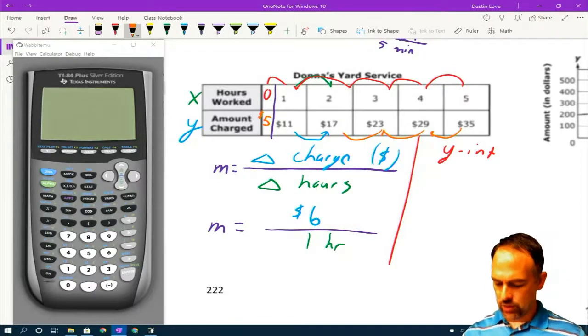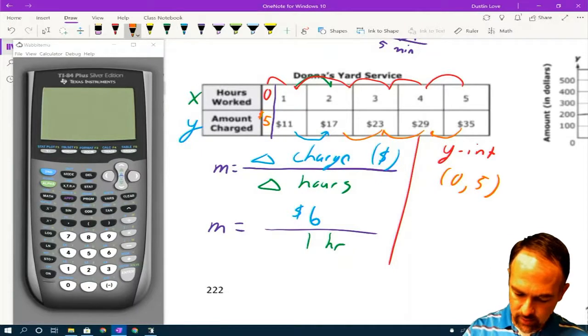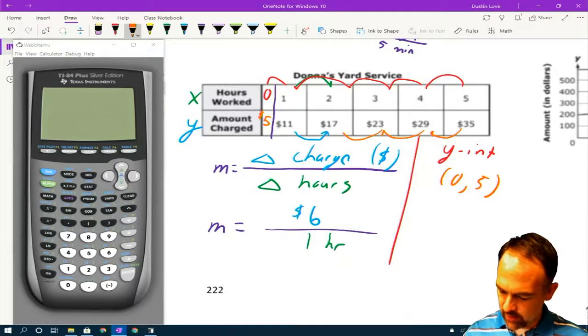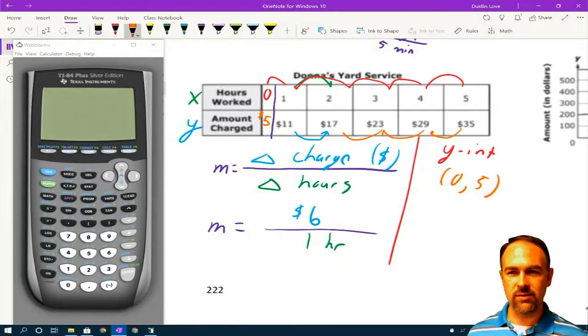Okay? So the y-intercept is the (0, 5), and what that means is that for 0 hours, x is hours, she charges $5. Now, in this case, we have to realize that we wouldn't do no work and charge $5. That's actually her starting fee. She starts at $5. Basically, she charges $5 just to begin working on your yard.